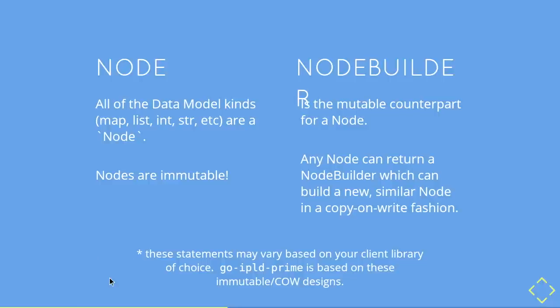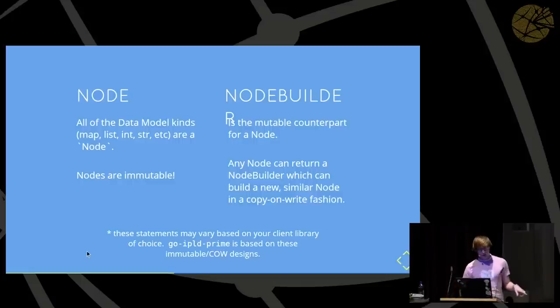some of the IPLD libraries, and in particular the one I'm working on in Go, has a split between a node and a node builder. These are both in the hypergenericism level of work, but they're split because nodes are immutable, and node builders let you build them mutably. These are connected by any node interface in code being able to give you a node builder, which can make a new node. And in the process, you can see how we have an interface which lets you do copy-on-write algorithms, which is kind of cool.